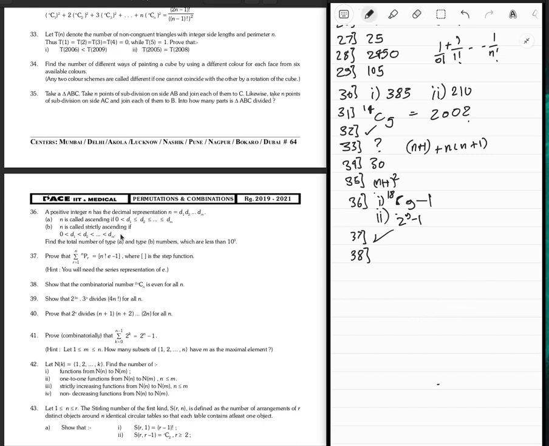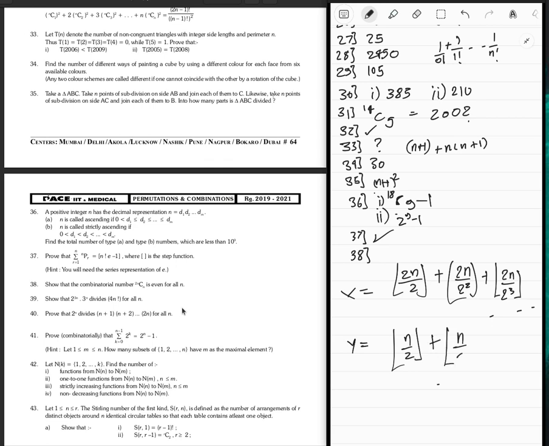The number of 2's you will have in the prime factorization of 2n factorial will be given by this: floor of 2n upon 2, plus floor of 2n upon 2 squared, and just keep going. Let's call that number x, and y will be the number of 2's in the prime factorization of n factorial itself. So that's going to be floor of n upon 2 plus floor of n upon 2 squared and so on.